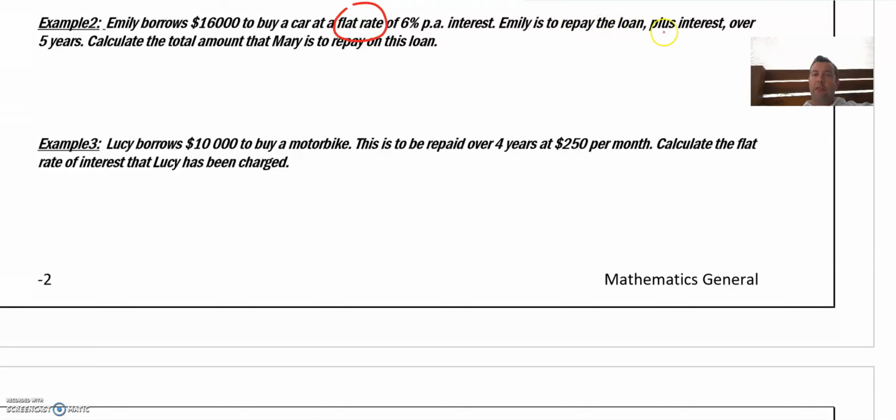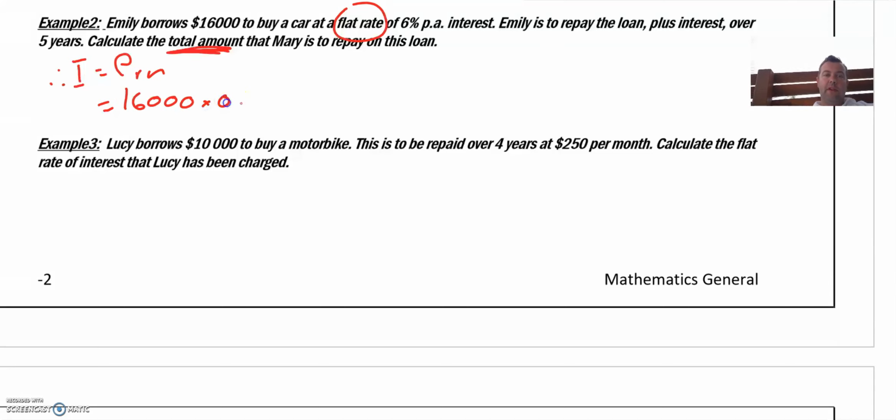We're going to repay the loan plus interest over 5 years. The total amount. This time I'm going to work out the interest and add that $16,000 back on. Therefore, my interest equals PRN, which equals 16,000 times my 6%, 0.06, times my 5 years, equals, hang on with me, I should have got this organized before. What are those numbers?